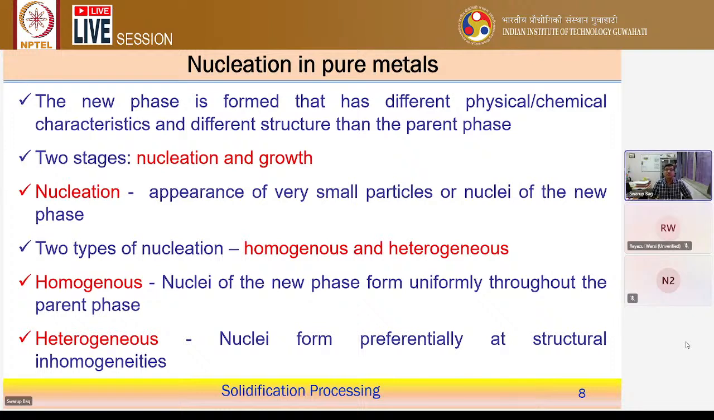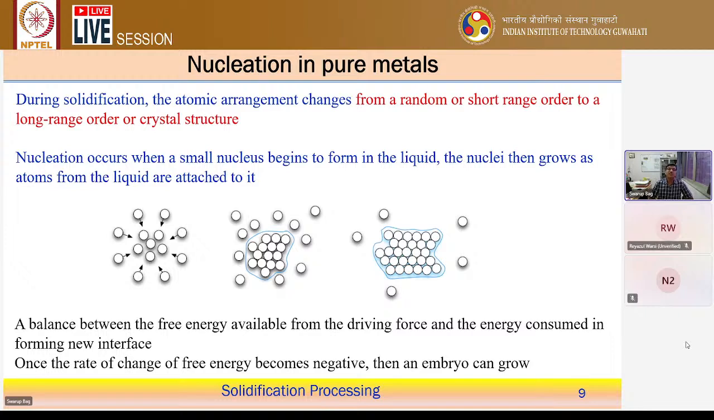So in the heterogeneous nucleation process, some pre-existing surface is required to start the nucleation, but that is not the condition in the case of the homogeneous nucleation process. Now we can explain the nucleation in the pure metal. During solidification, the atomic arrangement changes from a random or short range order to a long range order, or crystal structure, and that is how we can see the nucleation occurs.